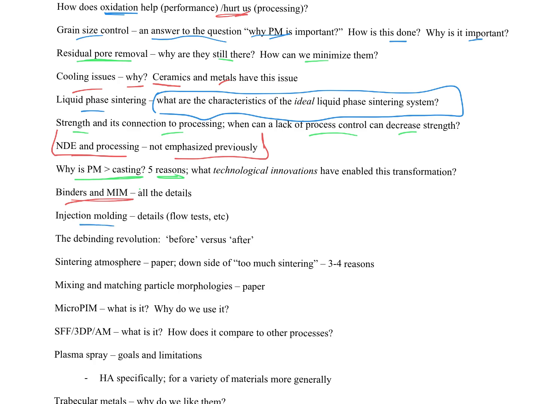Injection molding, the details. Flow test, which I think is on this exam I'm about to talk about. That's again the concept of trying to make complex parts, complex shapes. We still have to think about how that can be assessed. And then the other aspect of this is the debinding revolution: the before versus the after, the 1960s versus the 2020s. What we had to do and what we can do now: we take what used to take days of time and thermal energy, and now it's a couple of hours of time and thermal energy. So it's a big benefit, especially for MIM.